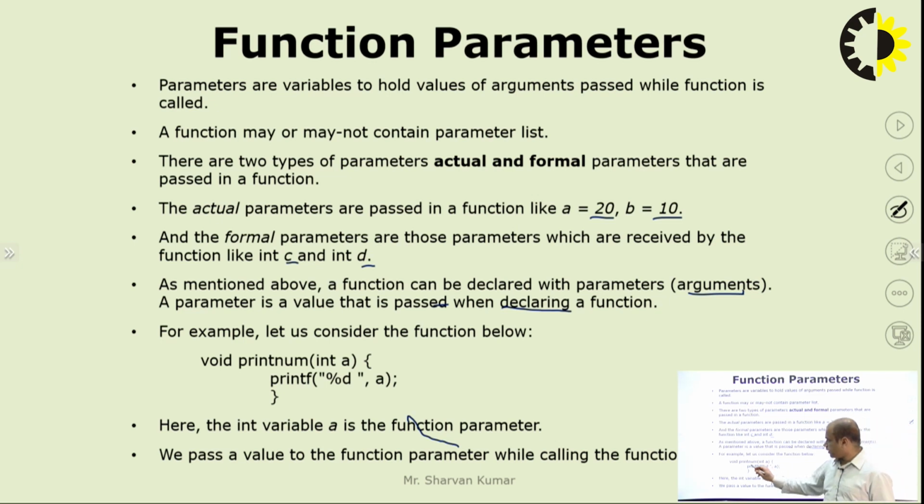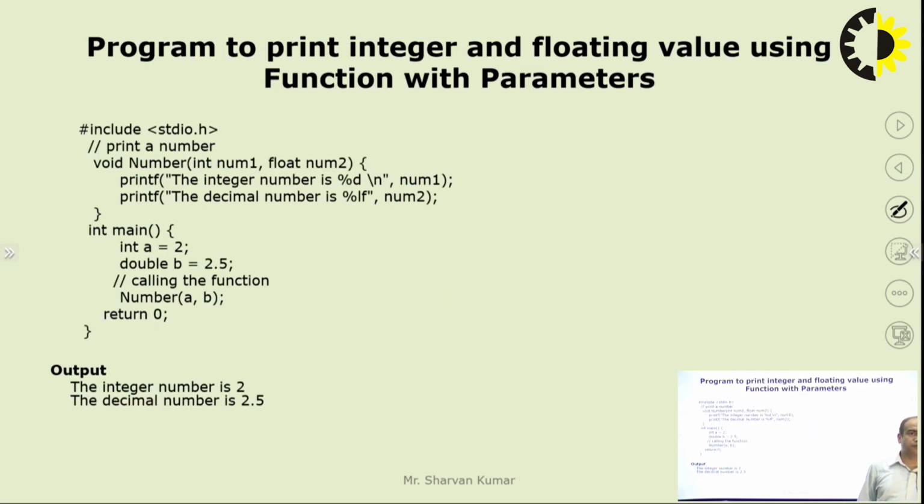Here in this snippet, we are using a function named printNum of type void, and we are going to pass a variable int a, that is a formal parameter, and this formal parameter is going to be used here. So int variable a is a function parameter, and we pass a value to the function parameter while calling this. So using all these things we are going to do a program.